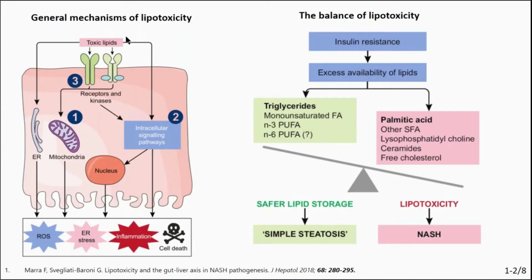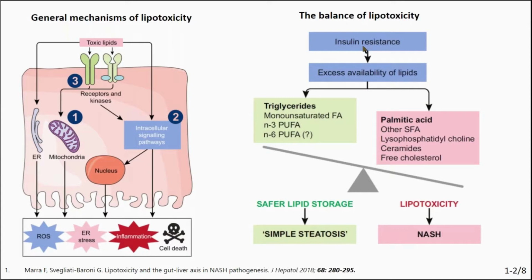Now, all these factors, together with toxic lipids at the more molecular level, would interact with the receptors and kinases at the level of the endoplasmic reticulum, mitochondria, or nucleus, with intracellular signaling pathways, producing more reactive oxygen species, endoplasmic reticulum stress, inflammation, and even cell death.